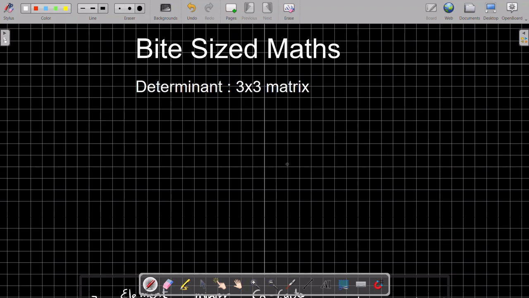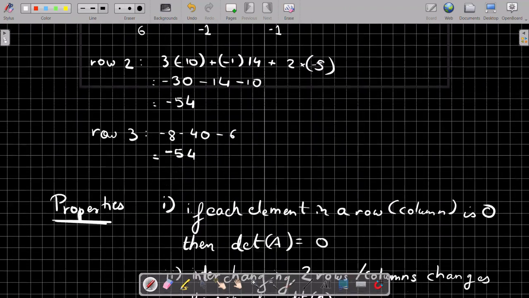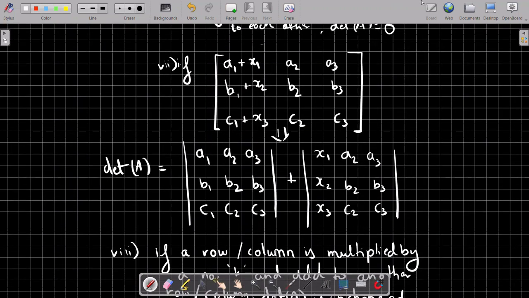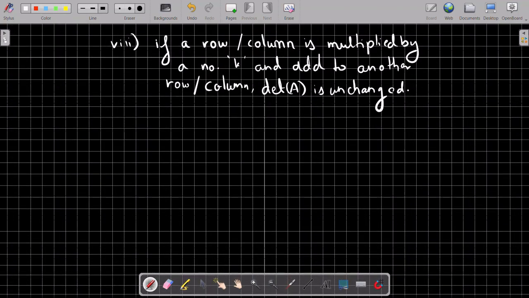So welcome back to the video. Previously we were discussing the properties of matrix determinants. So let's continue where we left off with the remaining properties of the determinants. Last time we covered up to property number 8, which says if a row or column is multiplied by a number k and then added to another row or column, the determinant is unchanged.